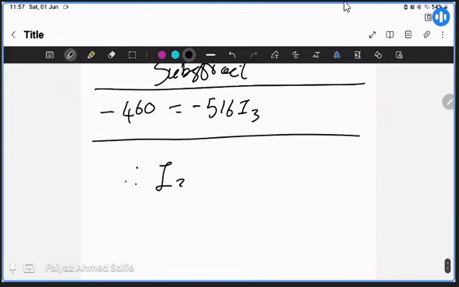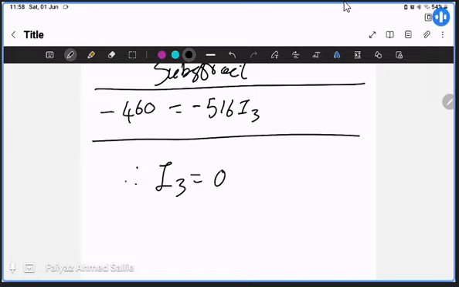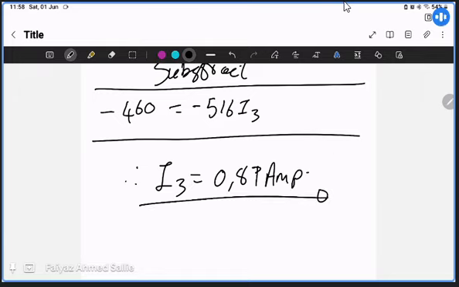Therefore, I3 is equal to negative 460 over negative 516, equals I3 is 0,81 amps. That is I3.